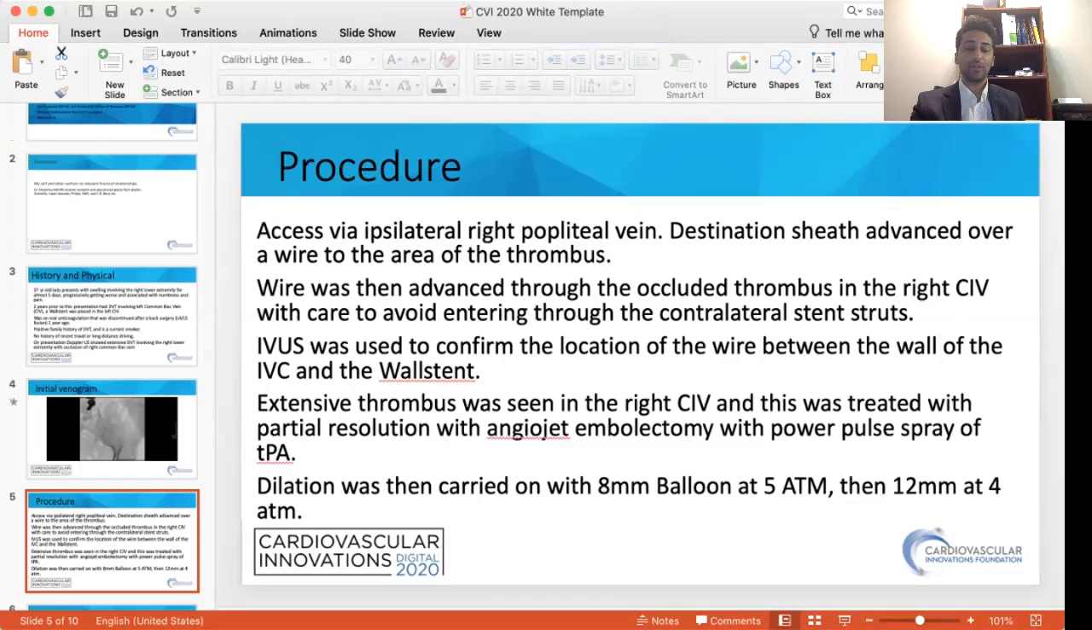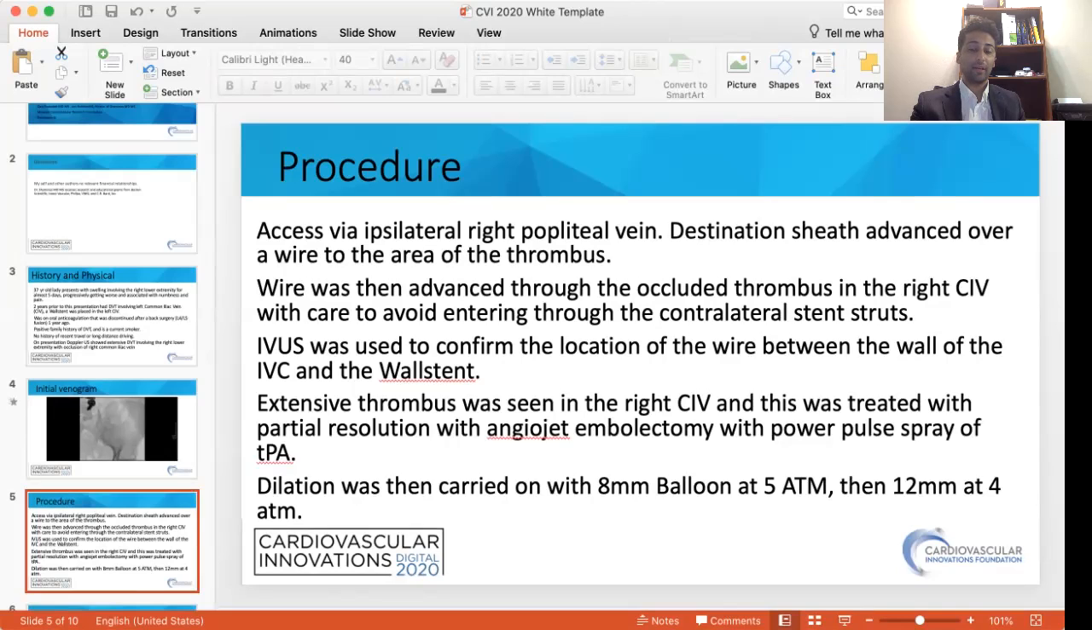So the procedure: after obtaining popliteal vein access on the ipsilateral side, with the patient in prone position, a destination sheath was advanced up to the area of the thrombus. The wire was carefully advanced to make sure it doesn't get into the contralateral stent struts, and IVUS was used to confirm wire location being outside the contralateral stent. Given the extensive thrombus, AngioJet embolectomy with power pulse spray was used. TPA was applied with good resolution of the thrombus burden.